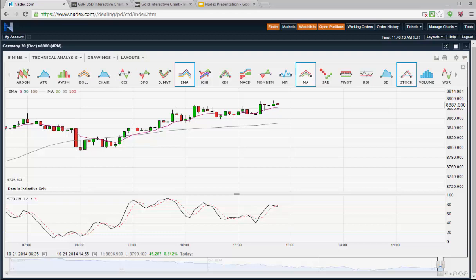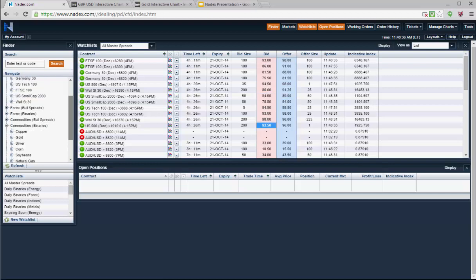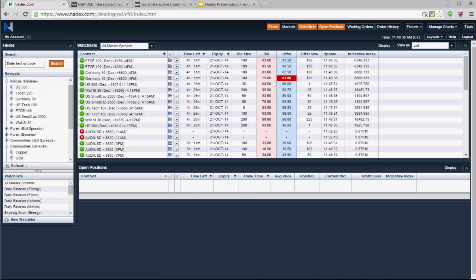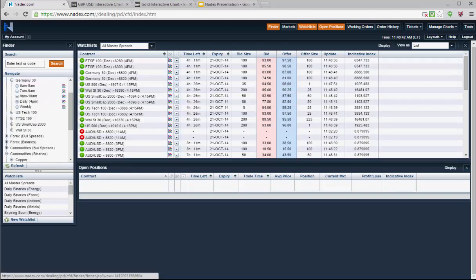Let's see what else I can show you about Nadex really quickly at a glance. You can find the market you want and take a look at the charts. When you look at a particular market, the DAX is trading at 88.88 right now. We thought it was going to move down. So I can go up to the German 30.